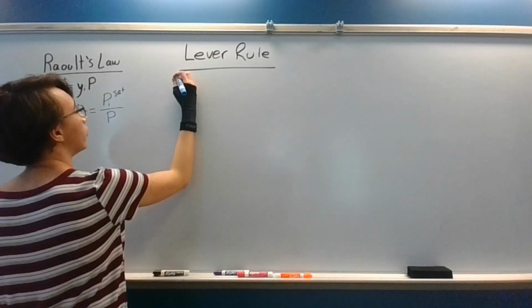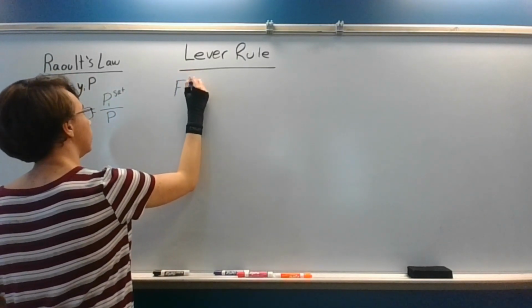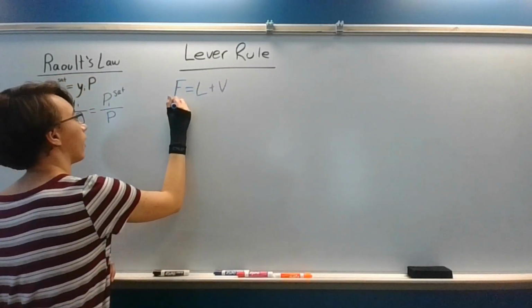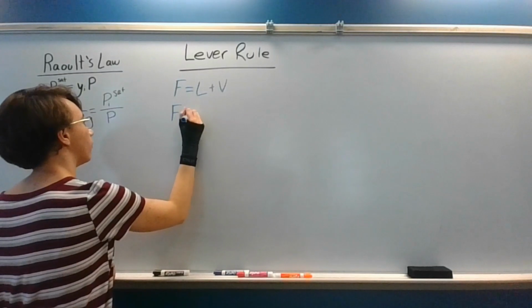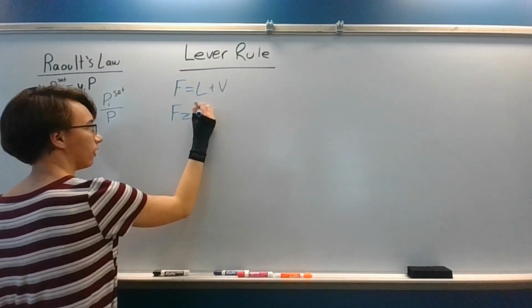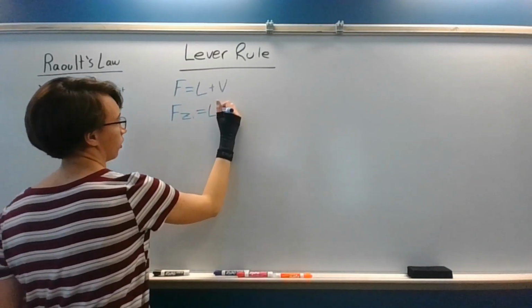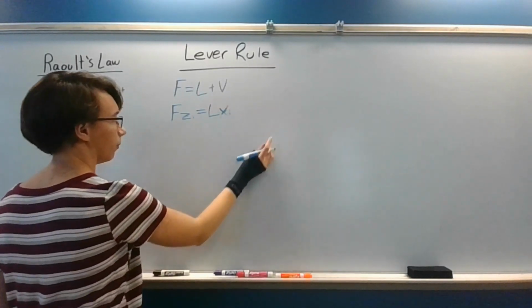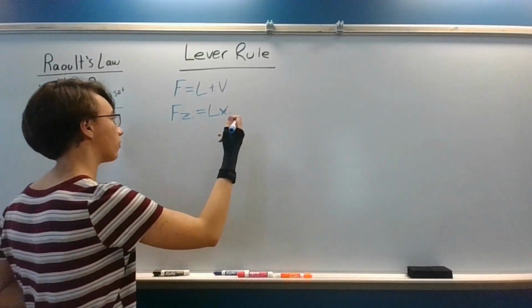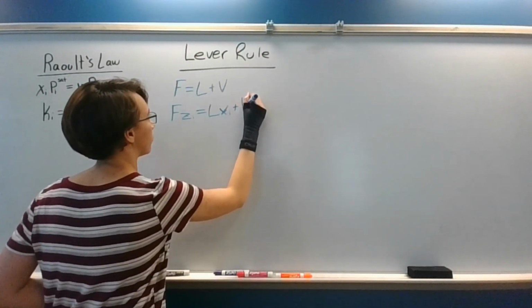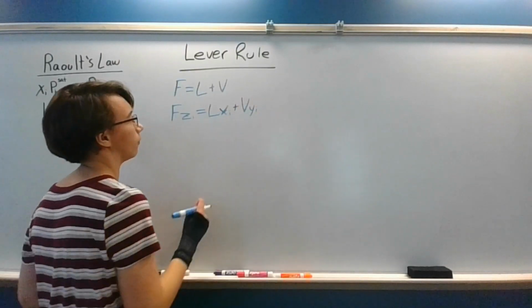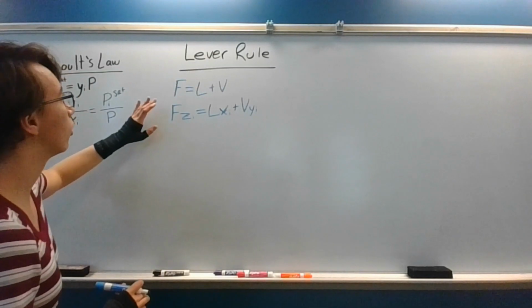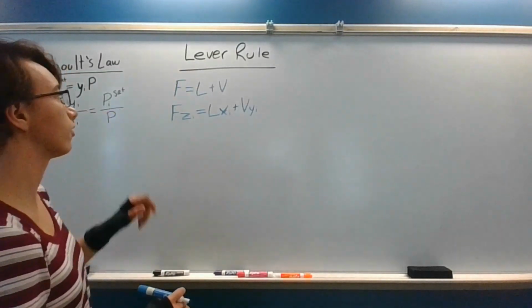So we're going to have the moles of the feed equal to the moles of the liquid plus the moles of the vapor. And we're going to have the moles of the feed times the mole fraction of component I in the feed is equal to the moles of the liquid times the mole fraction of component I in the liquid plus the moles of the vapor times the mole fraction of component I in the vapor. So these two equations I've shown you before. We're going to use these to derive this lever rule.